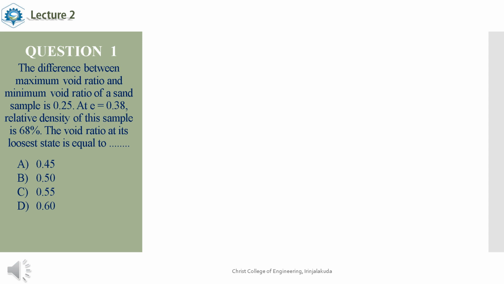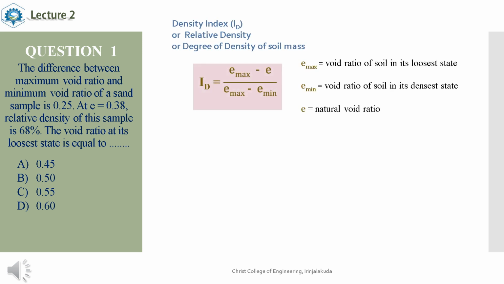So we should know what is the relative density of soil. It is also known as density index or degree of density of soil mass, denoted by ID, and it is given by the expression e max minus e divided by e max minus e minimum.